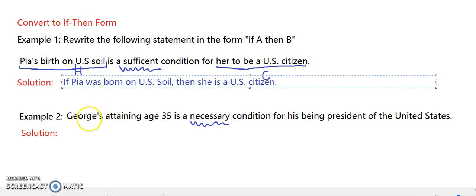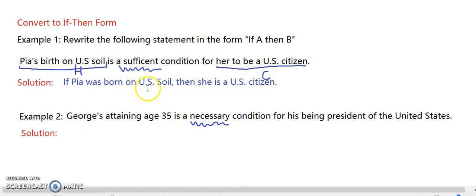Okay, so that's for a sufficient condition. Sufficient means enough. So if you meet this condition, being born on U.S. soil, that is enough for you to be a U.S. citizen.